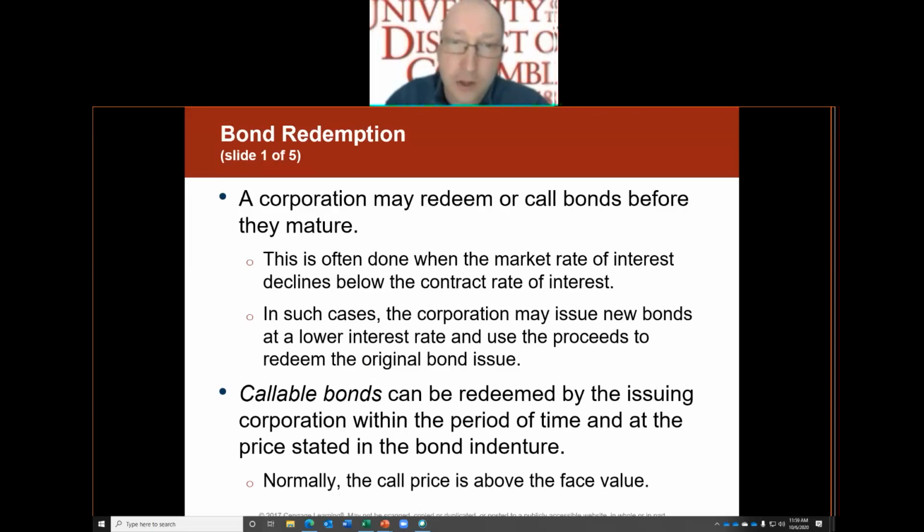It's often done when the market rate of interest declines below the contract rate. A callable bond can be redeemed by the company within the period of time at the price stated in the bond indenture. Normally this happens at the time of maturity.